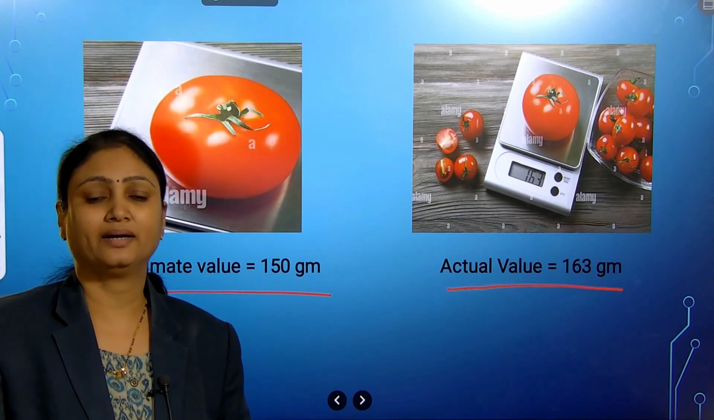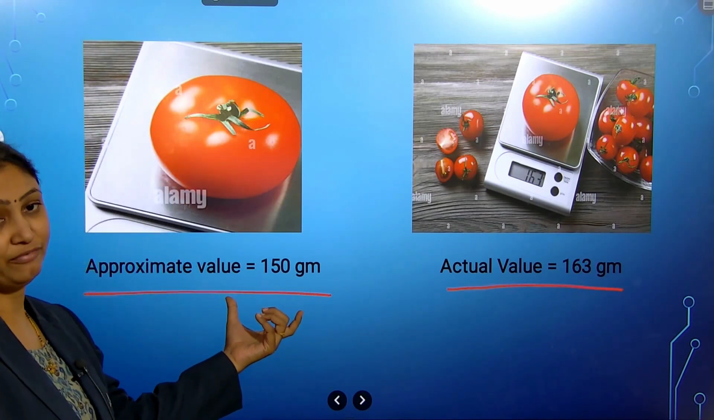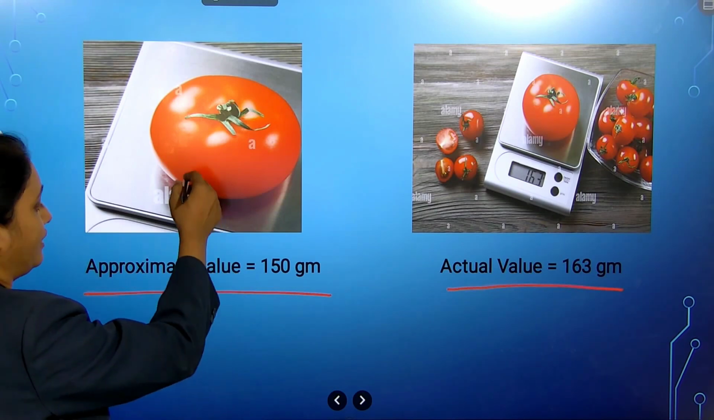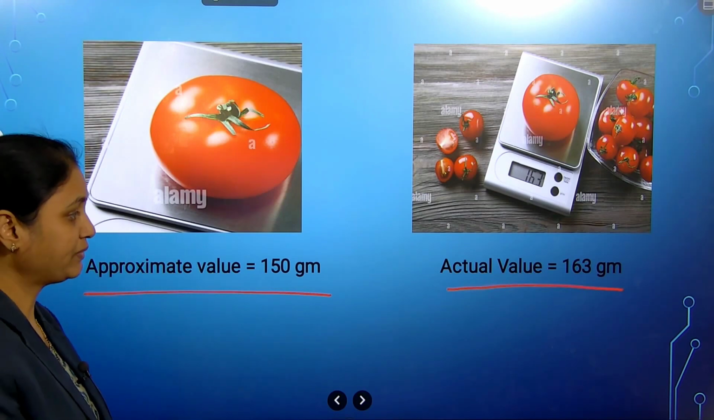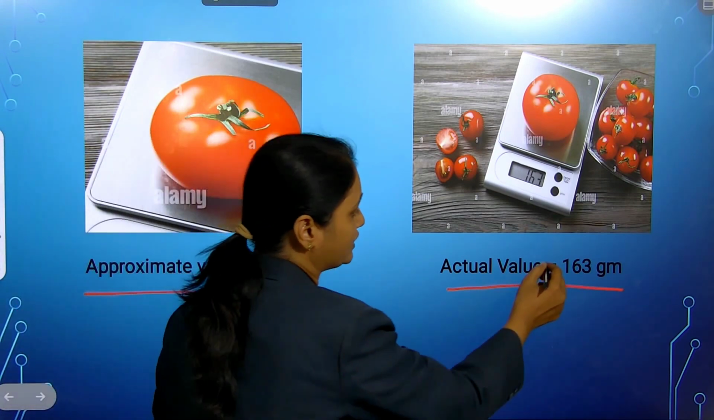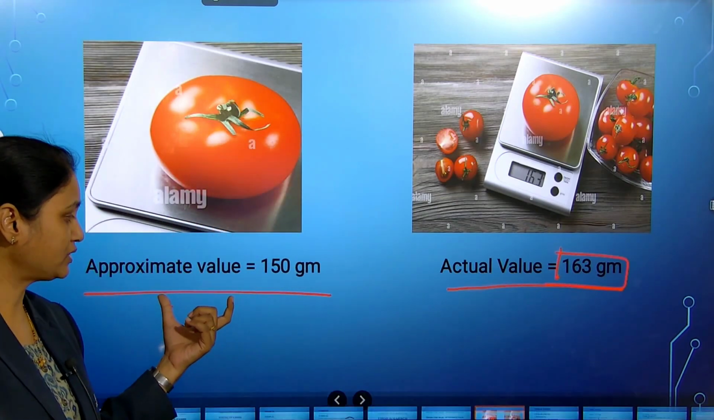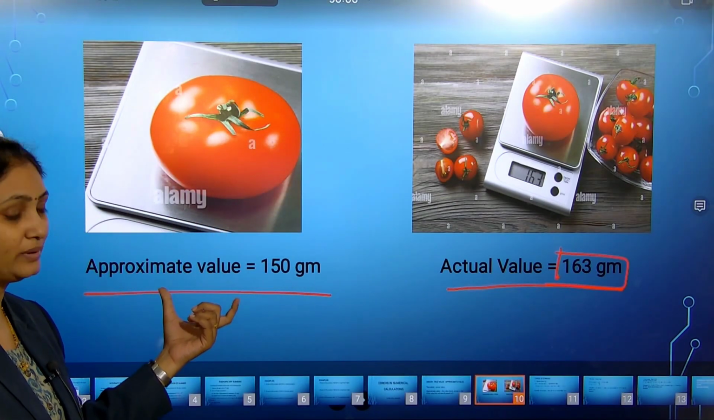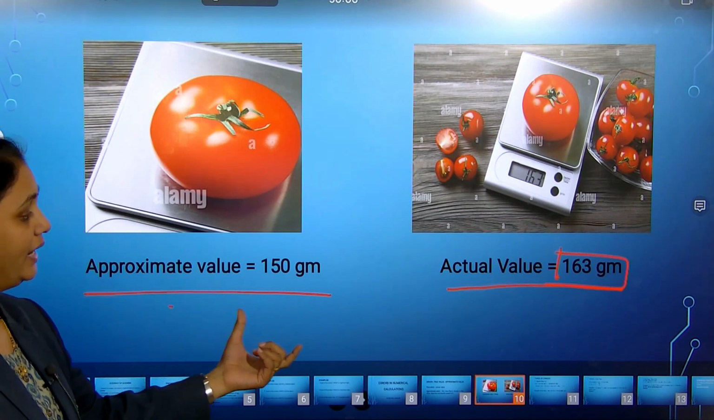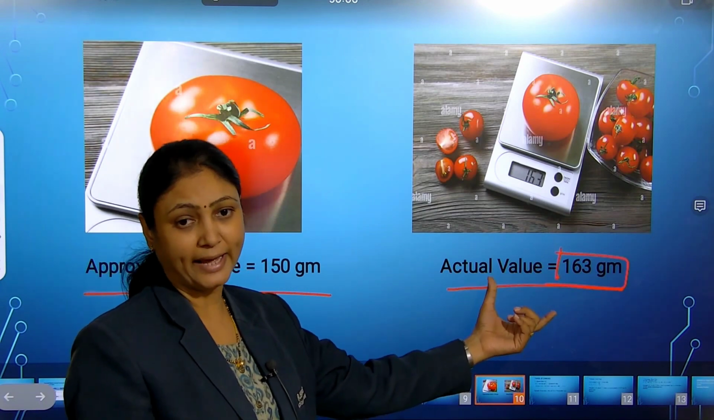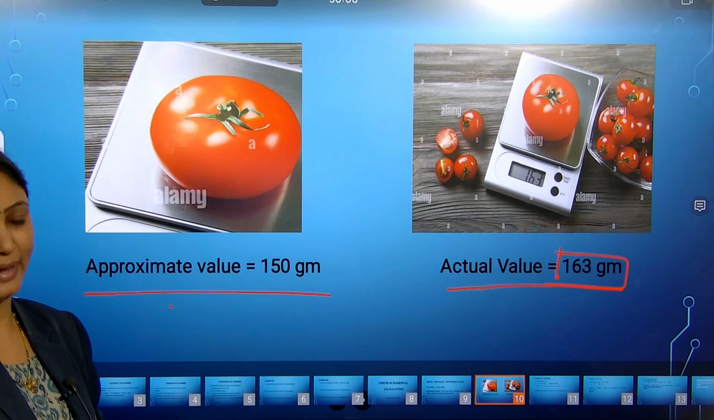While going to buy groceries, suppose we want to pick 150 gram of vegetables. So we pick some vegetable and our assumption is that it is exactly 150 gram. But while measuring, suppose it gives us 163 gram. So our assumption of 150 gram is the approximate value and this is the measured value, that is the actual value. So this is the difference between approximate value and actual value.